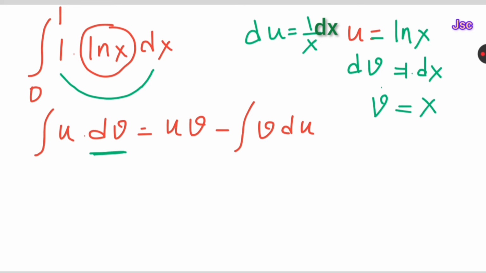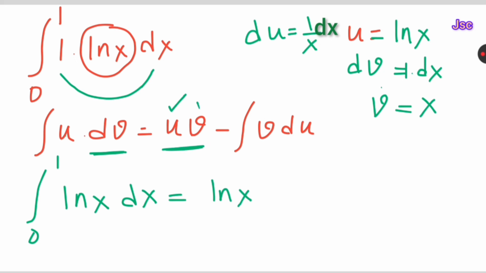So let's substitute all the values here. Integral 0 to 1, u is ln x, dv is 1 times dx, which is dx. That is equal to, what's the formula? uv. What is our u? ln x. What is our v? x. So I am writing x ln x minus integral v, which is x, times du, which is 1 over x dx. After cancelling, you will get integral 1 times dx, which gives x only. So this is x. So now apply the limits.